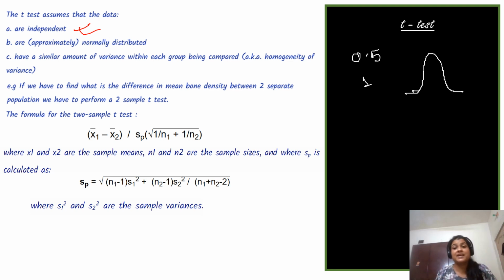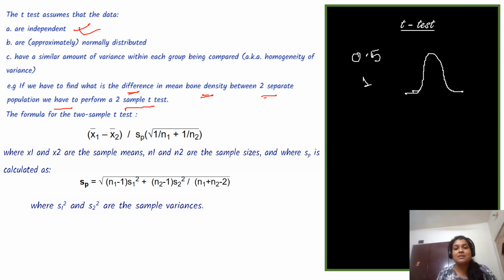We shouldn't think the other way around. If the variance is not similar, then how will the t-test give a proper result? If the variance is not similar, we will not include that group in the t-test. But if we have to perform a t-test, we have to keep certain things in mind. So if we have to find out the difference in the mean bone density between two separate populations, we have to perform a two sample t-test. Now what is the formula?